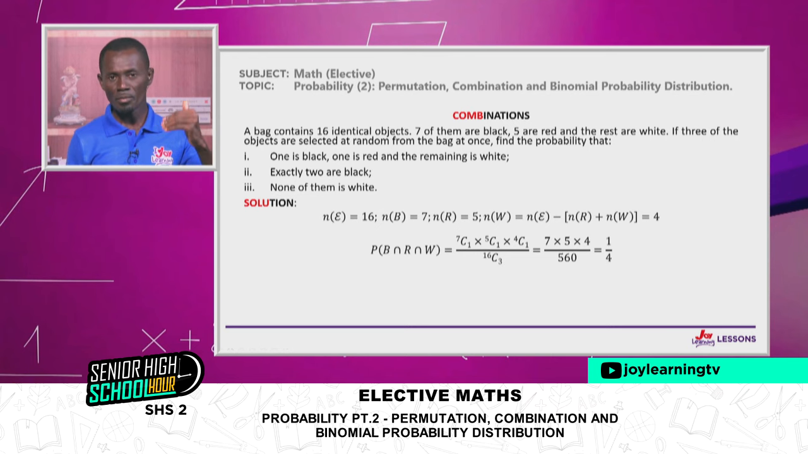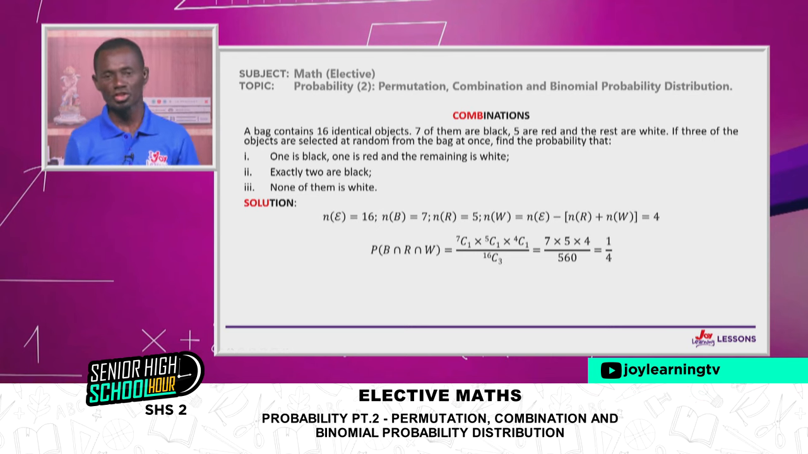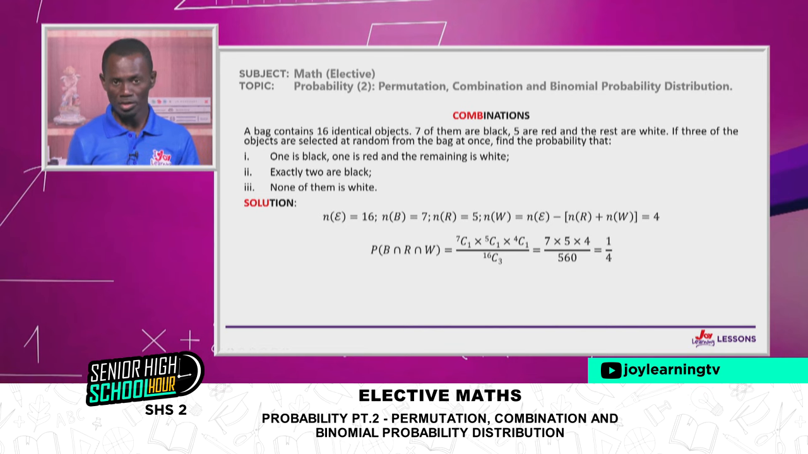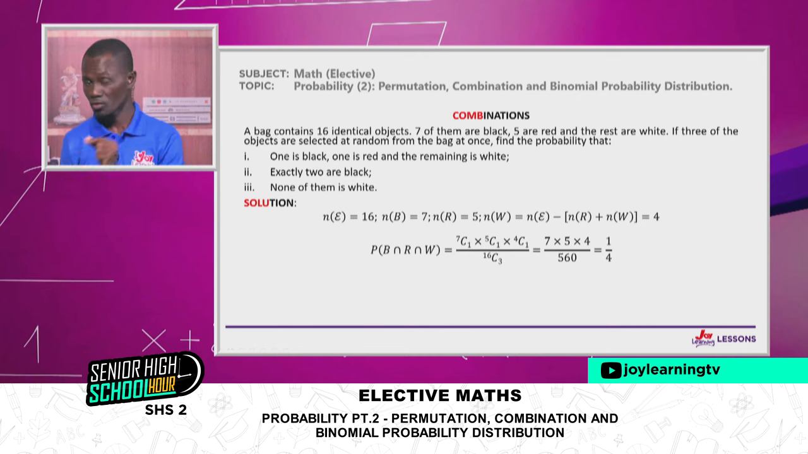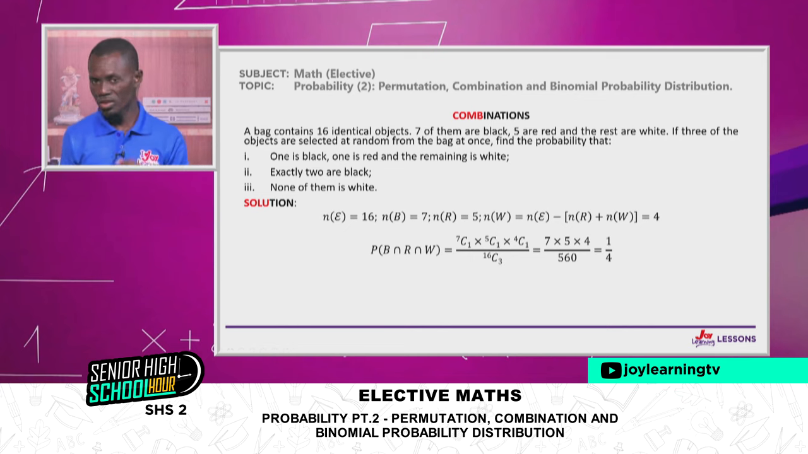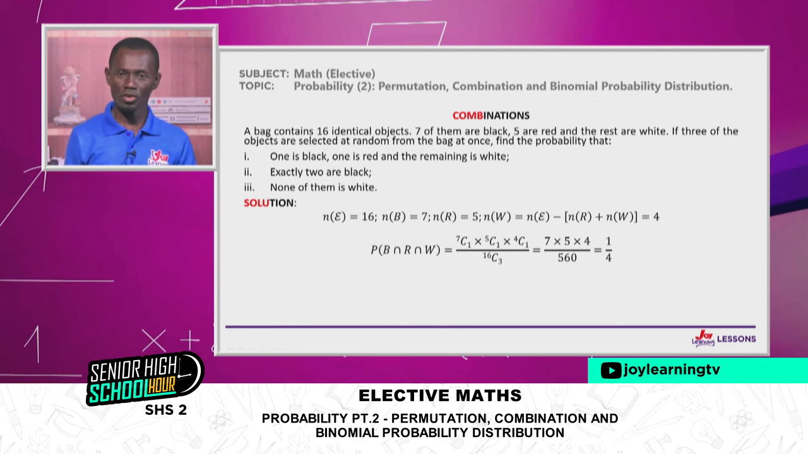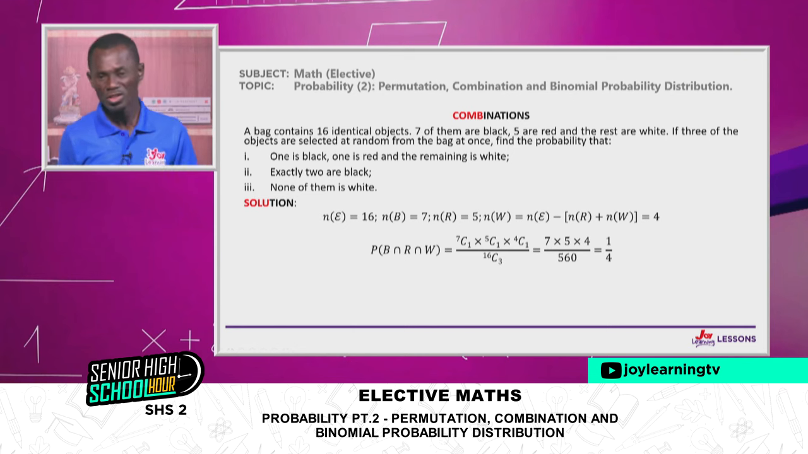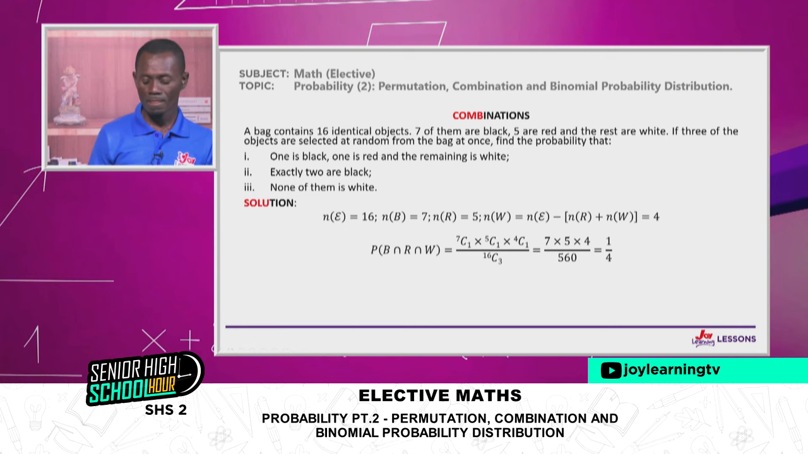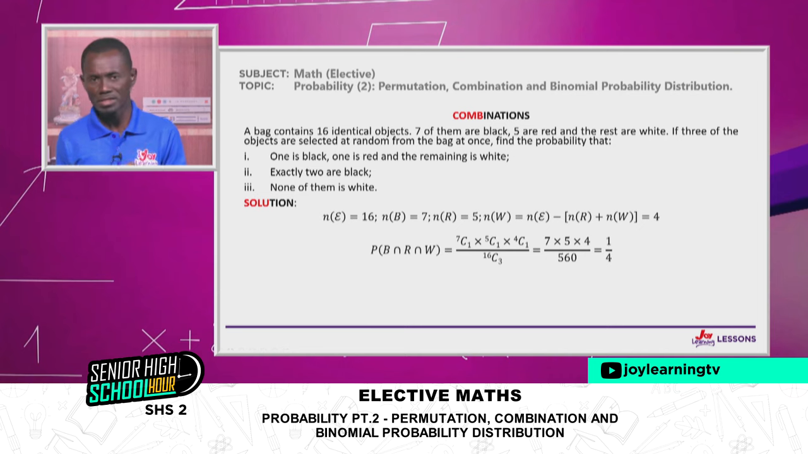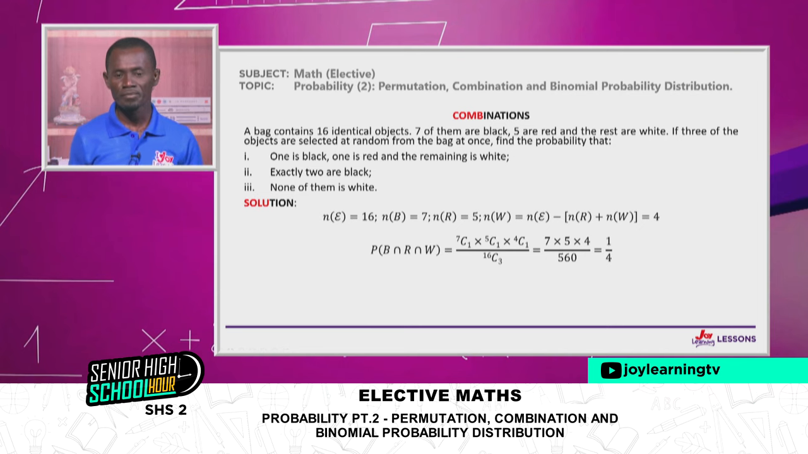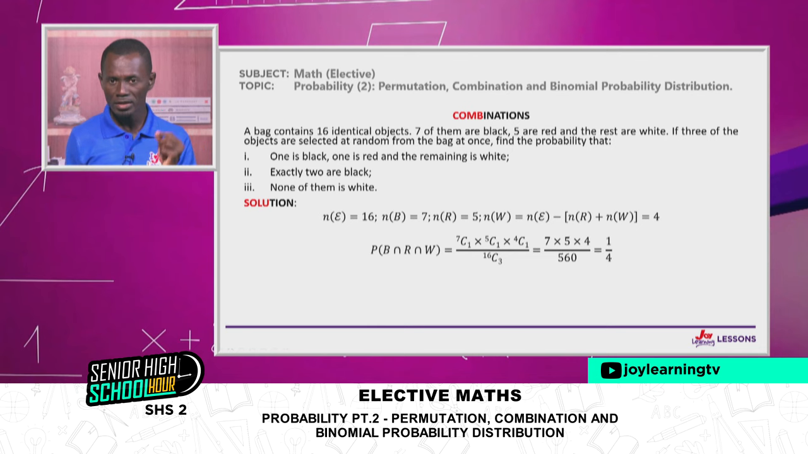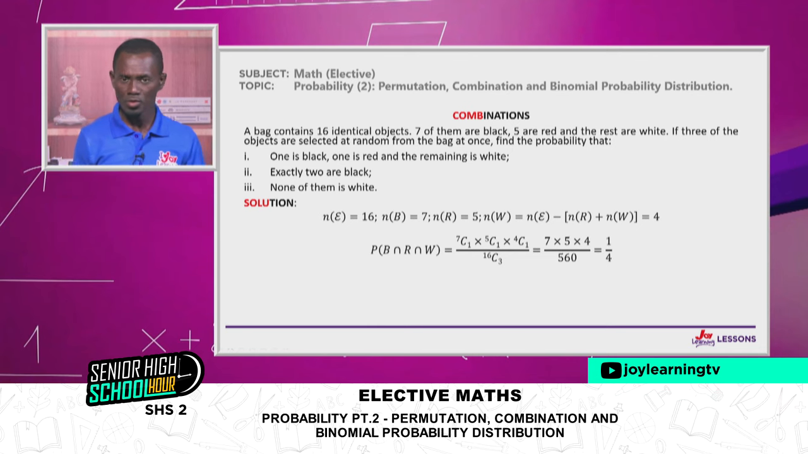For the numerator, we're picking one of each. So 7 combination 1, 5 combination 1, 4 combination 1. If we add 7 plus 5 plus 4, we get 16. 1, 1, 1 gives us 3. So in all, we have 7 by 5 by 4 divided by 560. And that gives us 1 over 4. So applying combination, the probability of picking one of each color is 1 on 4.